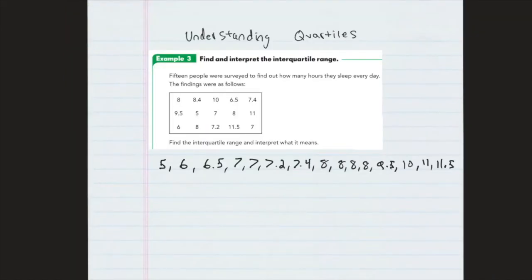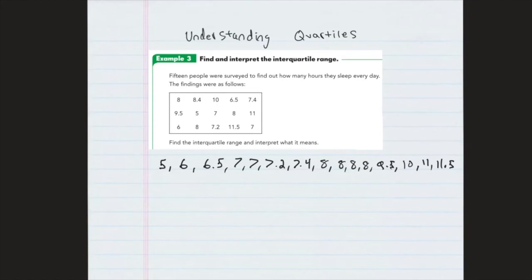All right, find and interpret the interquartile range. So if you go back and look at the first page, the interquartile range is that middle 50% that doesn't really have a number with it. So we want to try to find the range of the middle 50%. In order to do that, we need to find all the quartiles. So you're going to take this data and order it from least to greatest, just like I did already. You can copy down my list if you want.